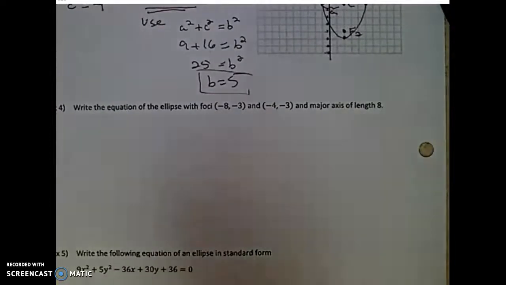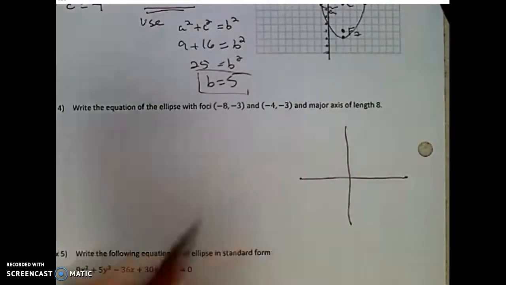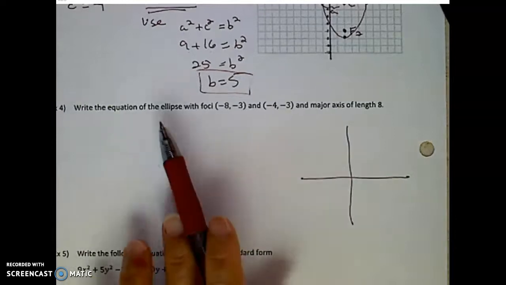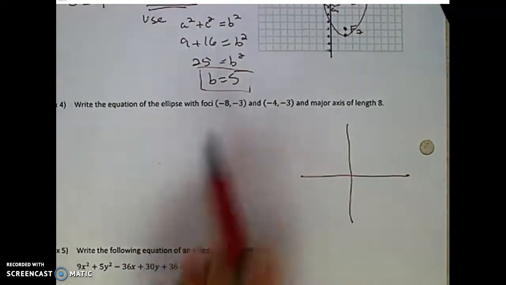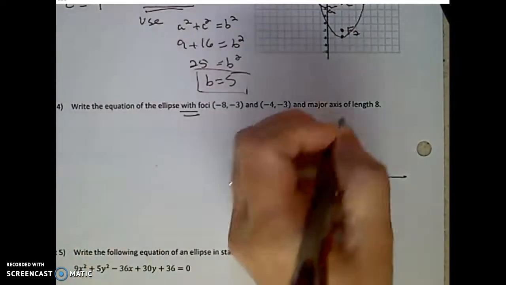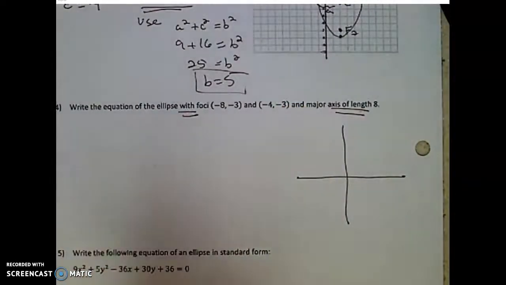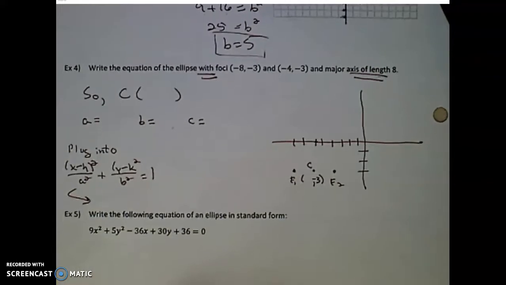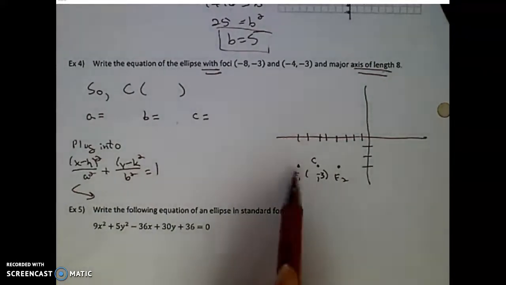Okay, try this one. I'm a sketcher. I'm going to sketch that picture. Write the equation of an ellipse given the foci and a major axis of length 8. Please start that on your own. Okay, my sketch starts to look like this with my foci.